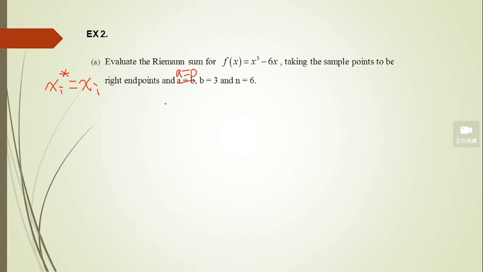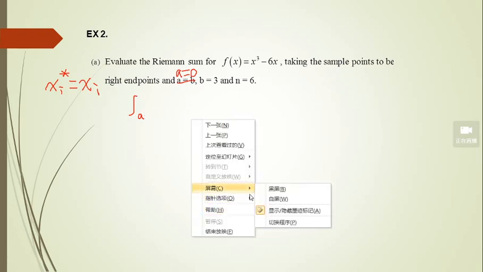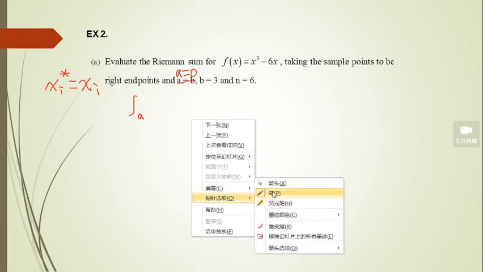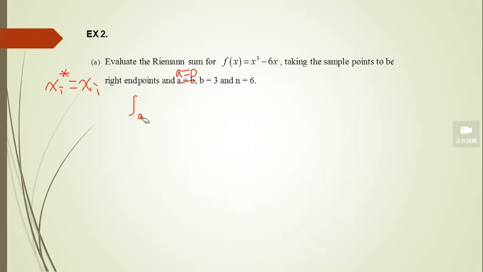Now it means we are going to evaluate the integral from a to b, I just write from 0 to 3, according to theory 2.